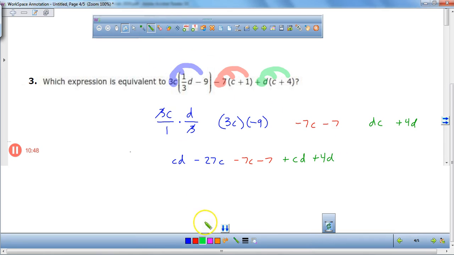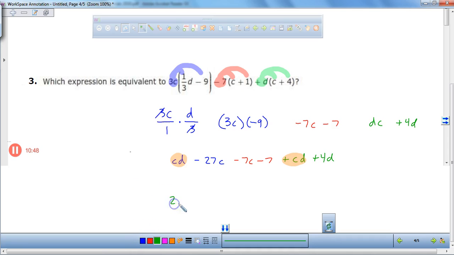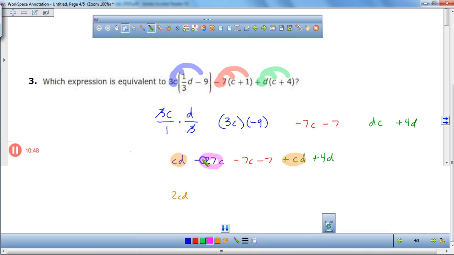There we go. So now we have to look for like terms. I'm going to highlight some like terms. I have a cd right here, and I have another cd. It's positive. So a cd plus another cd gives me a total of 2 cd's. All right, I'll go and put those in orange so you can see how they line up. All right, go ahead and highlight this one in magenta. I got negative 27c minus 7c more.